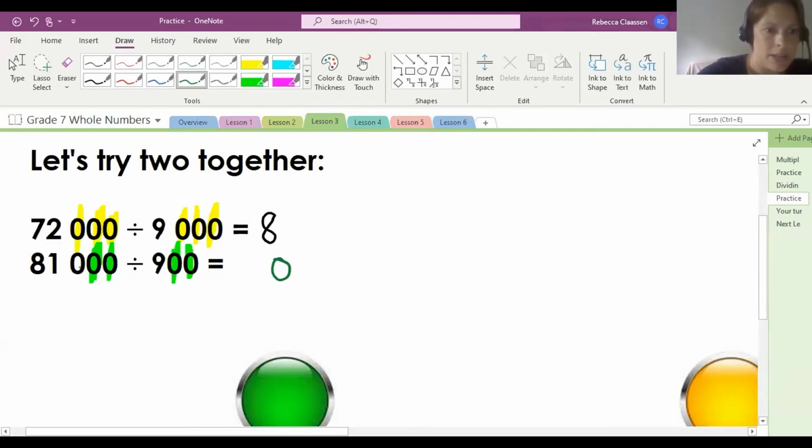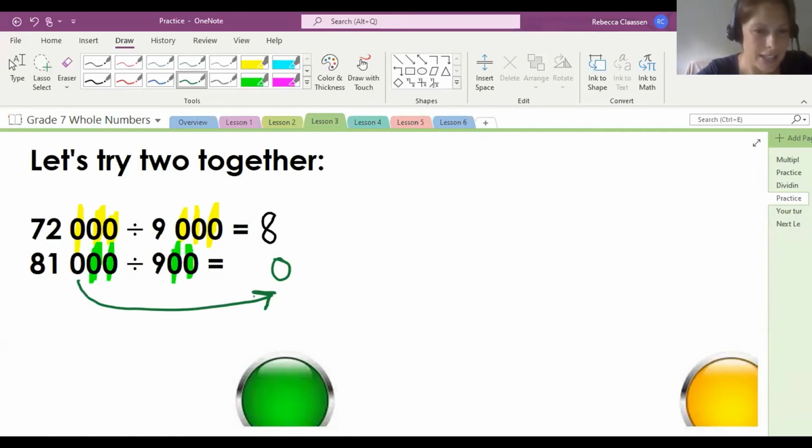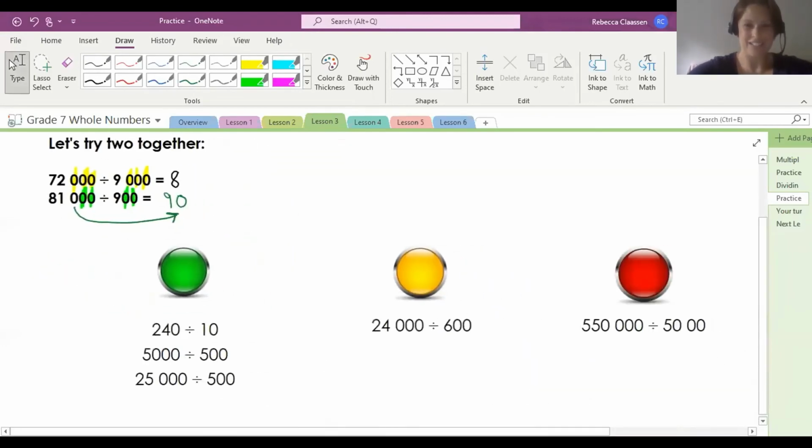Let's find my pen again. Where's it gone? There it is. That 0 is there. Ma'am, can I say the answer? Yes, say the answer. 81 divided by 9 is? It's 90. 90 is the total answer. And see how quick that was. Yes, ma'am, very quick, which is awesome.